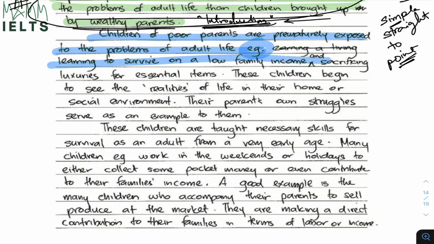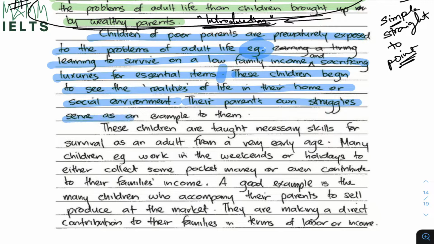Example: learning to survive on a low family income and sacrificing luxuries for essential items. Okay, so there is an example. These children began to see the realities of life in their home or social environment. Their parents' own struggles serve as an example to them. All right. Now, what this student has done is, first, he or she has written an idea. Children of poor parents are prematurely exposed to the problems of adult life. Now he has shared an idea.